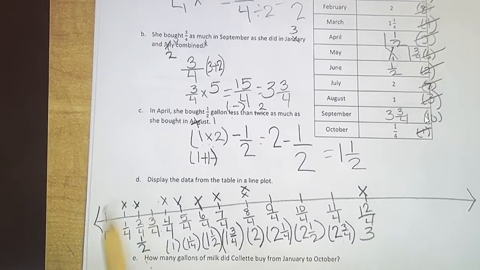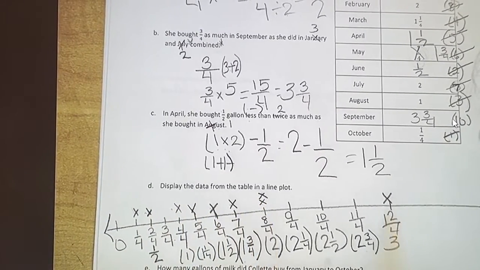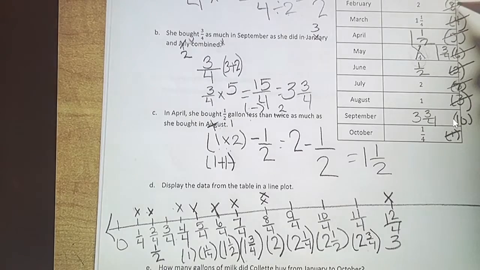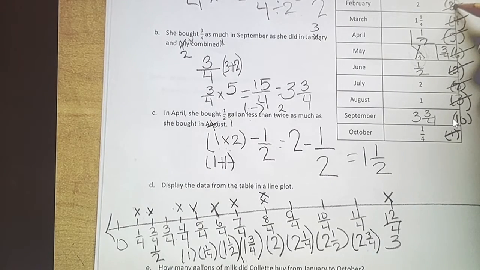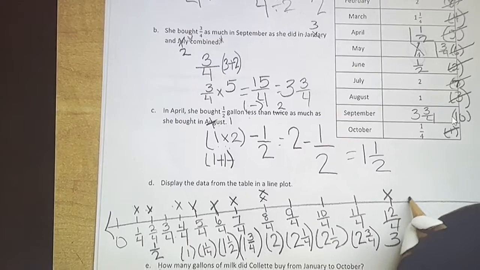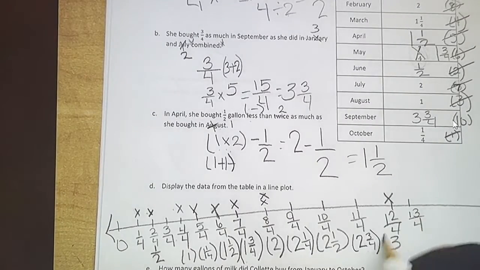Let's evaluate. Do we have 10? 1, 2, 3, 4, 5, 6, 7, 8, 9. I only got 9. I must have made a boo-boo somewhere. Let's see. 8. September. Oh, we gotta keep going then, right? Yes. Good. So I got 13/4. Yes, I did say boo-boo.